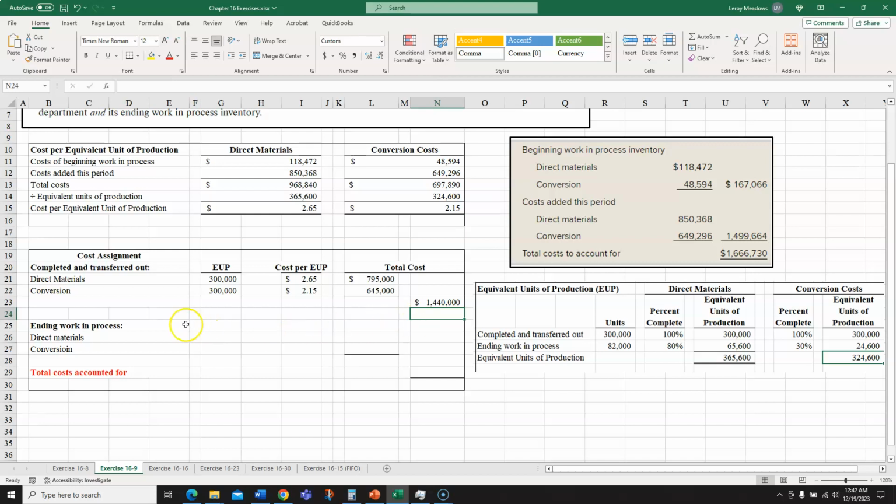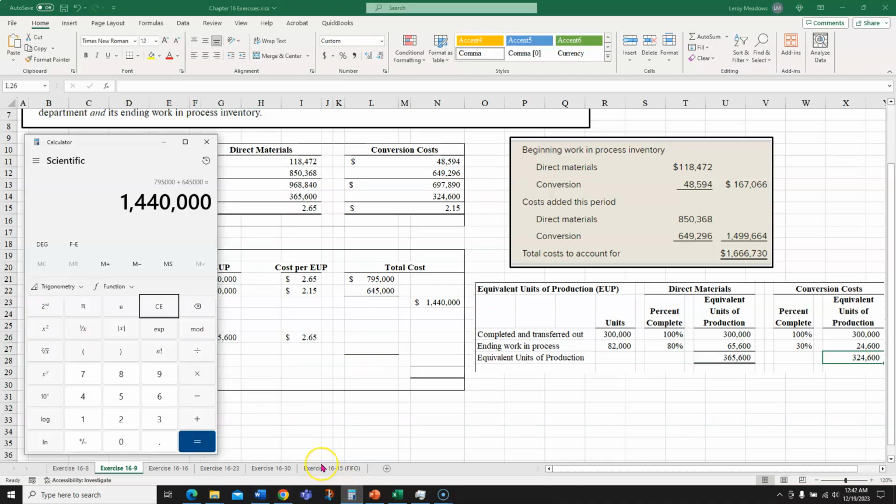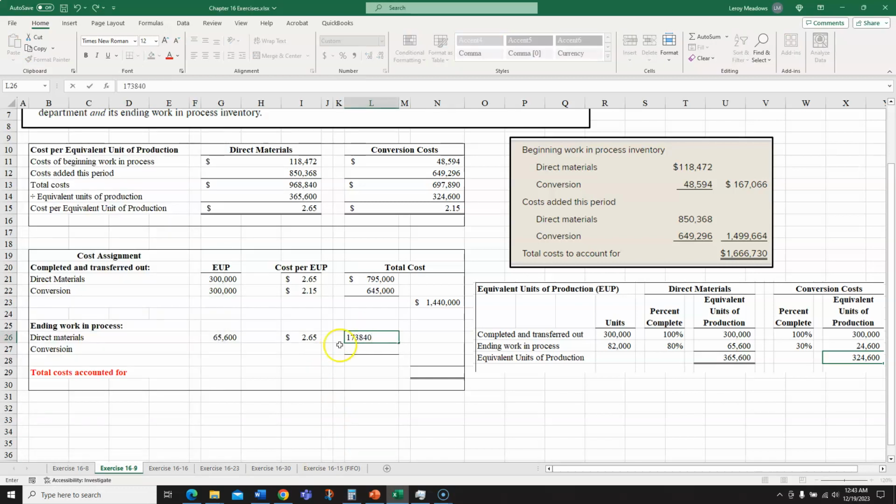Now, let's calculate our ending work in process. What are the number of equivalent units of production I had for direct materials? Well, I had 65,600. We see that right here. So 65,600 at a cost of $2.65 per equivalent unit of production. So my ending inventory has 65,600 times 2.65. So my ending inventory has $173,840 worth of material. So 173,840.